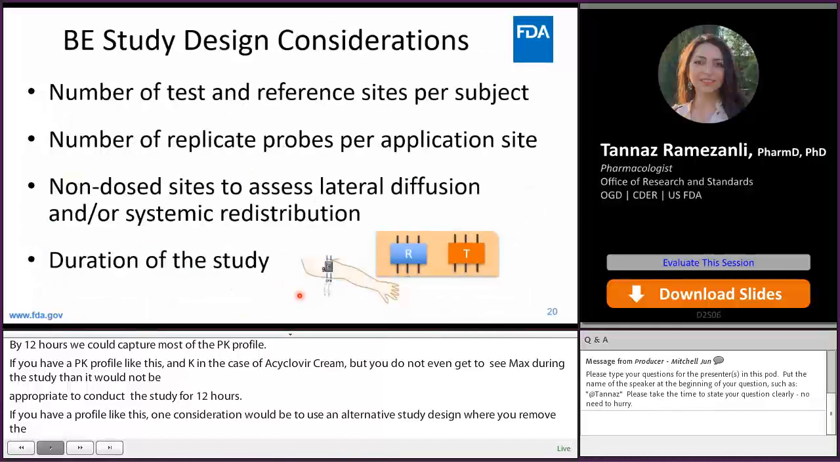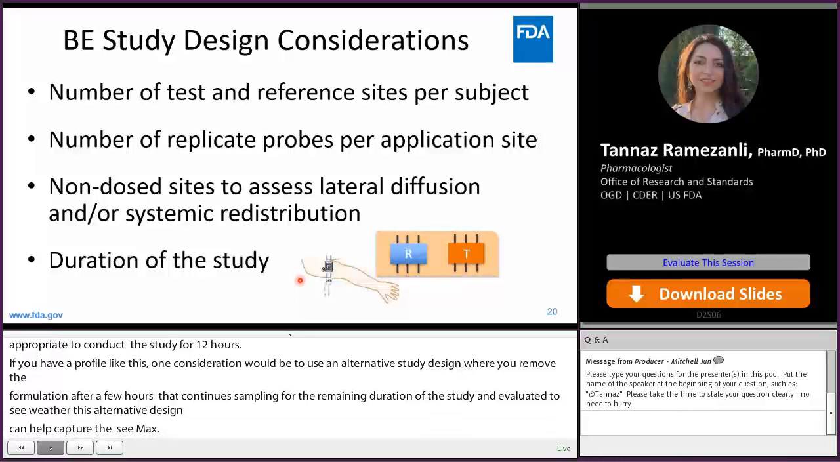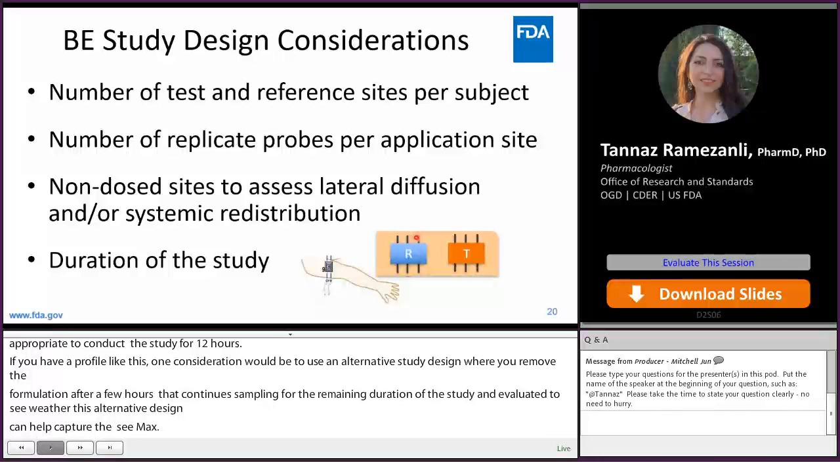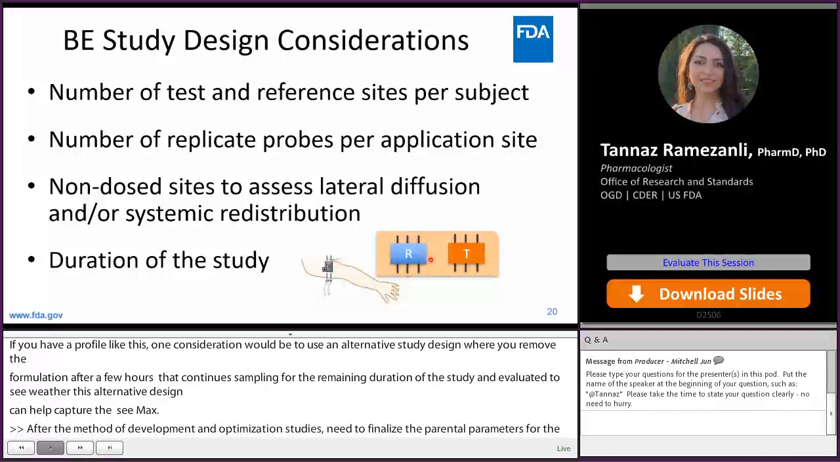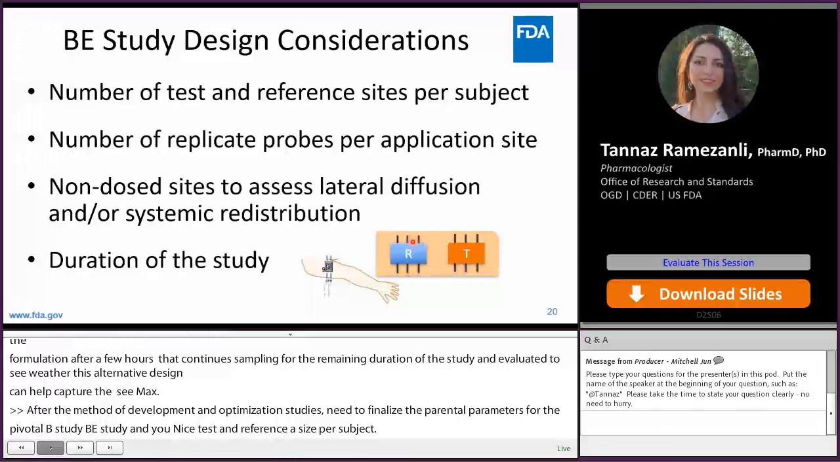So after the method development and optimization studies, you need to finalize the parameters for the pivotal BE study. Also, for the pivotal BE study, you need to consider the number of test and reference sites per subject, the number of replicate probes underneath each application site, and whether you want to use a larger application site and increase the number of replicate probes or not.